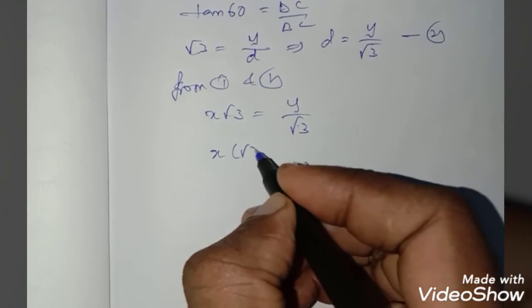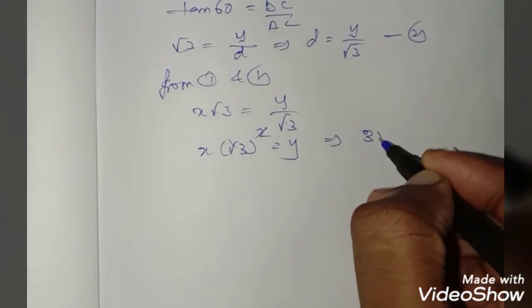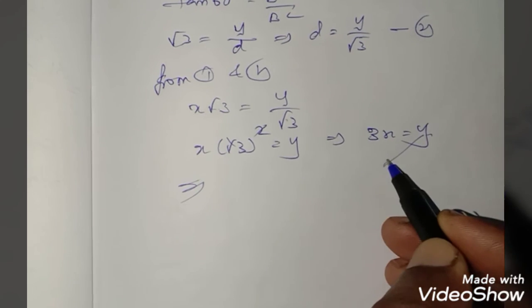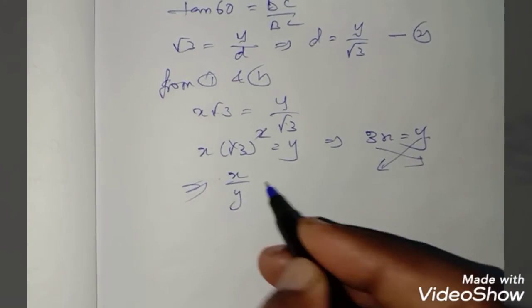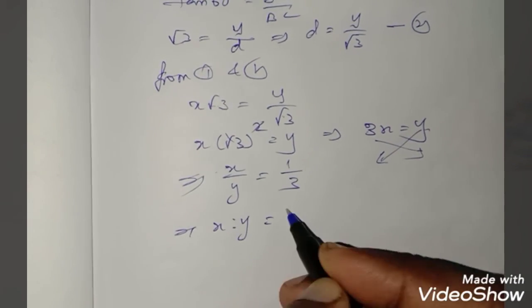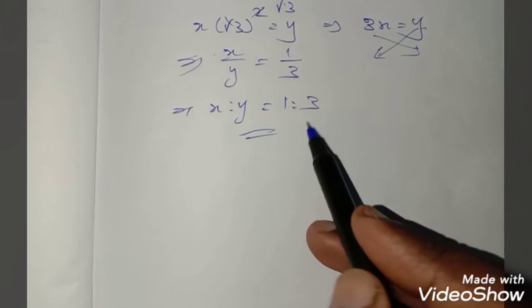Now if I multiply by root 3 here, what you will get? x into root 3 whole square is equal to y. The square will be cancelled. You will get 3x is equal to y. Now divide by y here and by 3 here. So you will get x by y is equal to 1 by 3. So the ratio of x to y is 1 is to 3. Therefore the tower and the building are in the ratio of 1 is to 3.